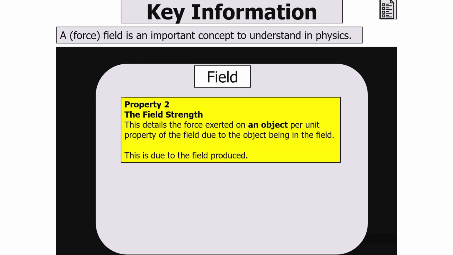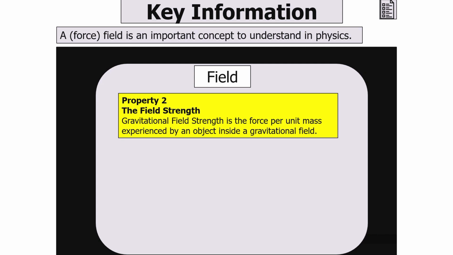The second property is field strength, and this details the force exerted on an object per unit property of the field due to that object being in the field, and this is down to the force the field produced. So, for example, our gravitational field strength is the force per unit mass experienced by an object inside a gravitational field.